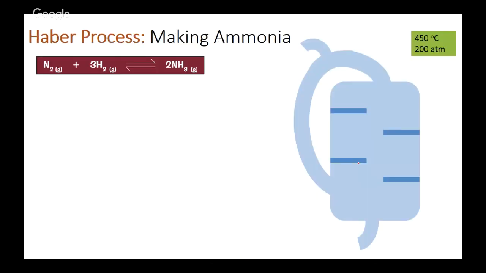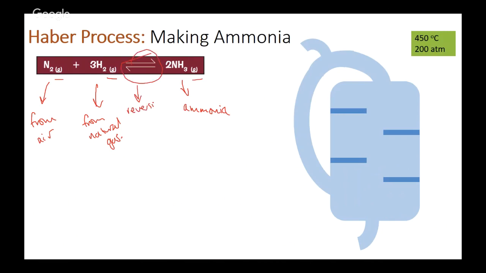Haber process then. The Haber process is the process by which nitrogen from the air, you need to know where these come from, so from the air, and hydrogen, which is normally from natural gas, is turned into ammonia, which is this NH3 on the other side. Note that all of these are gases reacting together. This symbol here means that the reaction is reversible.